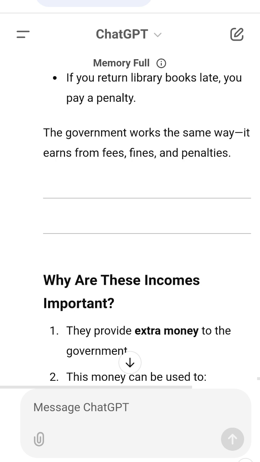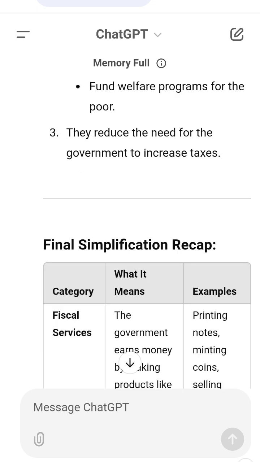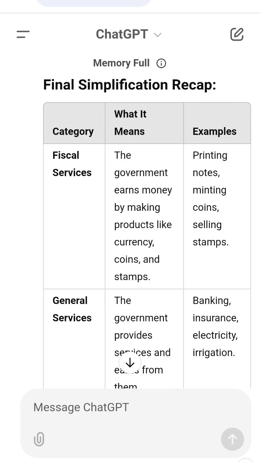Think of the government like a big family. It makes products like stamps and coins to sell. It offers services like water and electricity for a price. It charges fees and fines when you use special services or break rules. This helps the government earn extra money to take care of the country.